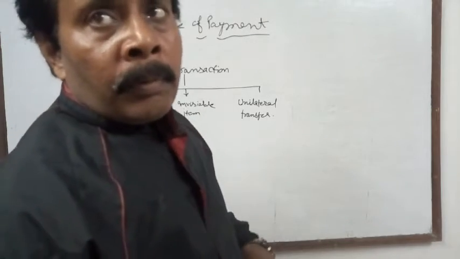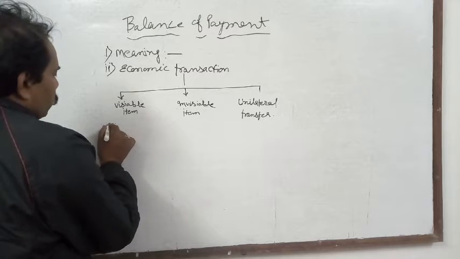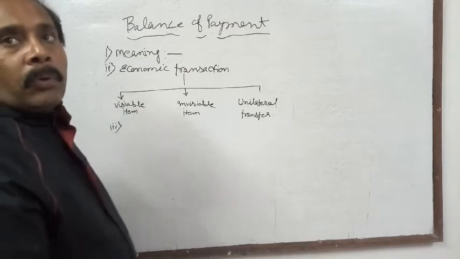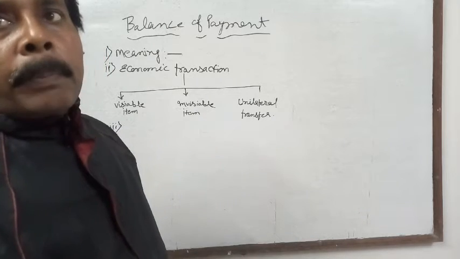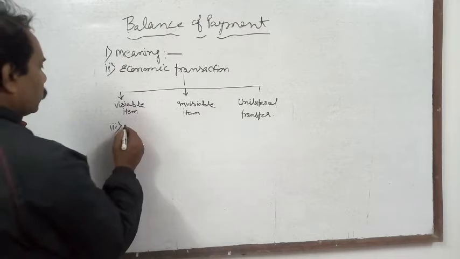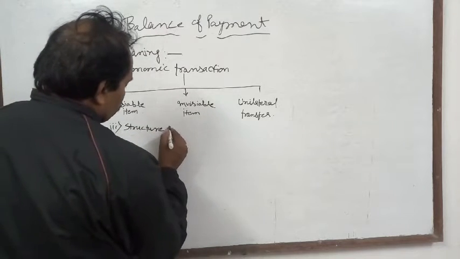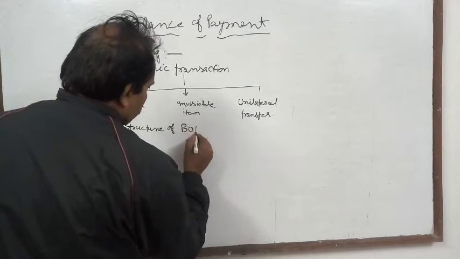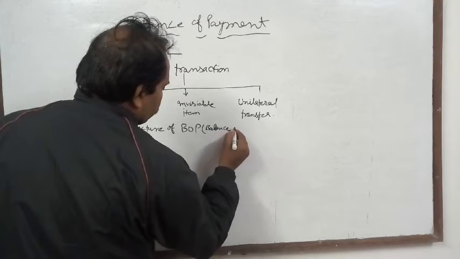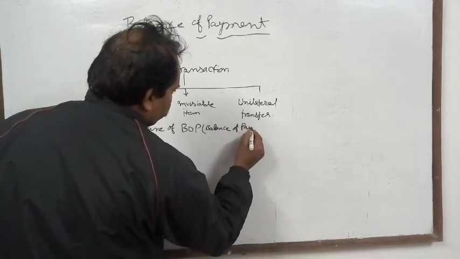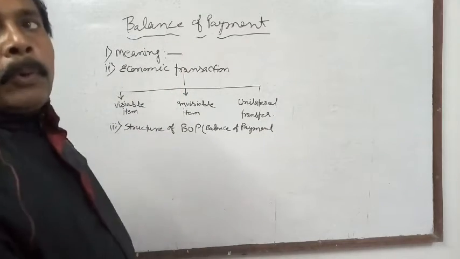Now we will discuss the third point, that is known as a structure. A structure of BOP, a structure of balance of payment. Clear? Or a structure of BOP.